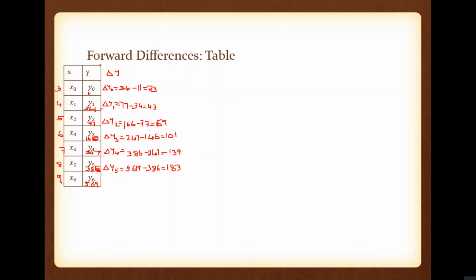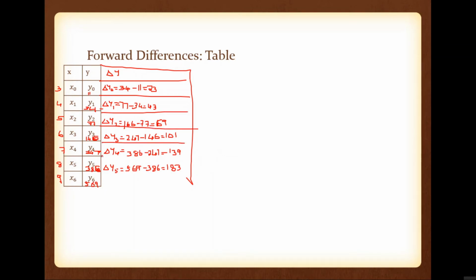So this is the delta y column. You have to complete this column. Now what is the next one you have to find? Delta y6. But we can't find delta y6, because the next data is not available.